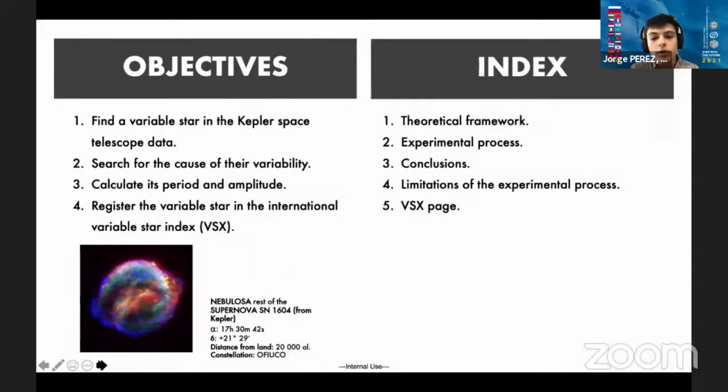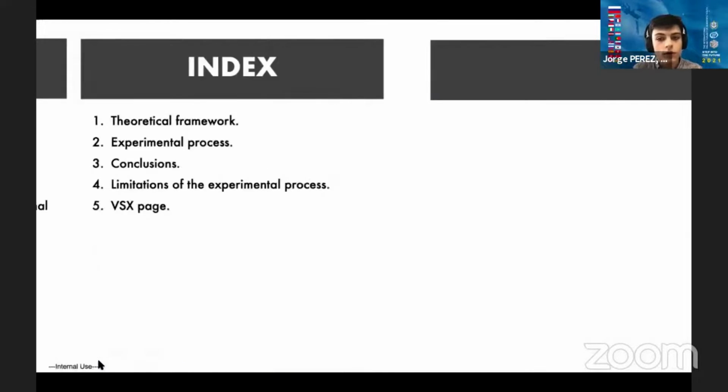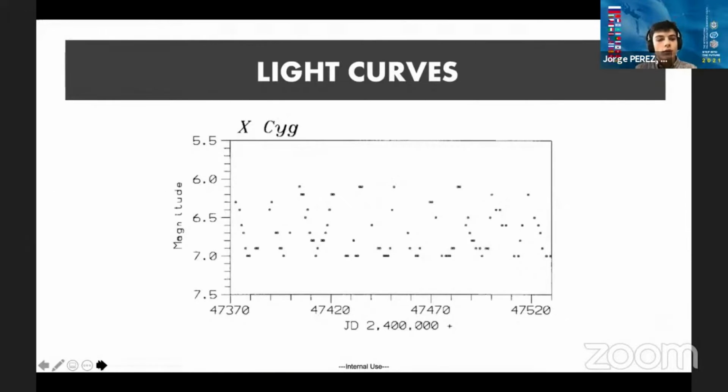Before that, I just want to mention some brief concepts that are needed to understand the experimental process and the conclusions of the research project. The first concept that I have prepared is the concept of a light curve, a plot where on the y-axis we've got the brightness of the star in units of magnitude. It is an inverse scale. And on the x-axis, we've got time in units of Julian date.